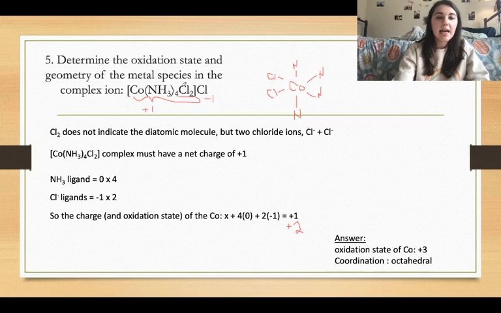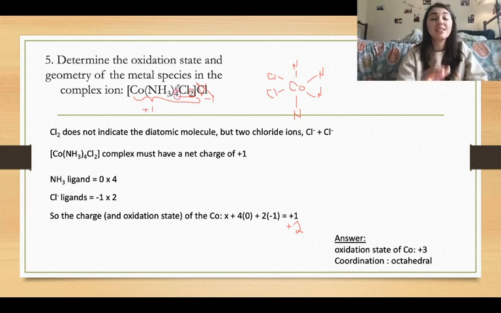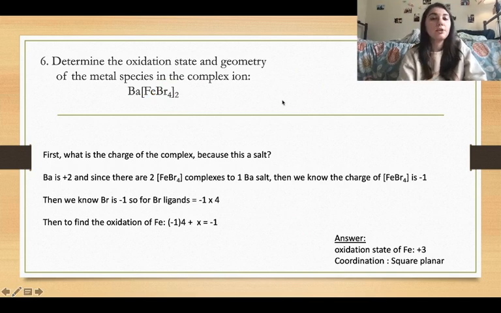And then this one again, I know that this Cl is actually a spectator and that it is part of the salt. And in reality, what I want is these 2 ligands here plus the 4 ligands here. And that equals 6 ligands, which will be an octahedral complex. Okay, so that's determining the oxidation state and geometry of the metal species.